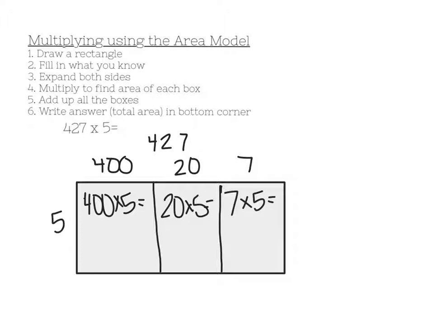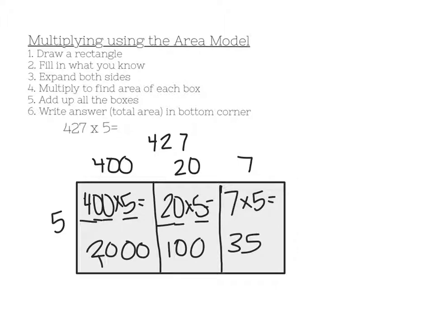Now I have to multiply them out. Like we said in class, if I do 4 times 5, I get 20. And then I have to add those 2 zeros to get 2,000. Then for this one, I do 2 times 5 to get 10, and I add that last 0 to get 100. And then 7 times 5 is 35. So I multiplied to find each of my areas.